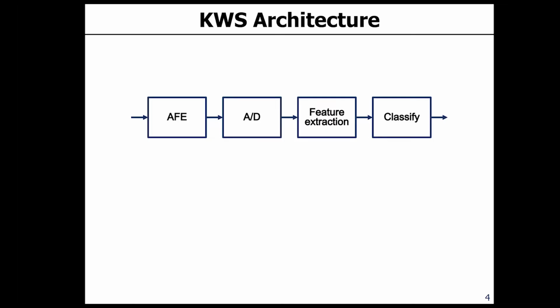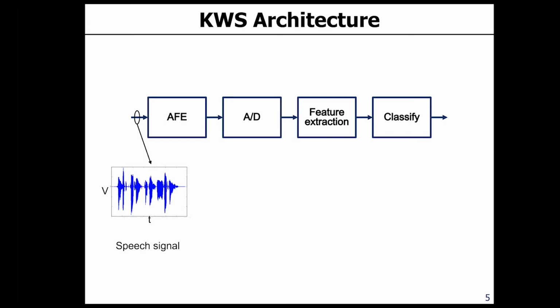So let me briefly introduce what the signal processing chain looks like for keyword spotting systems. It generally consists of 4 different components. The first component is the analog front end, and the second component is the analog to digital converter, followed by the feature extraction, and then finally the classifier, right? And finally the classifier produces the result that this is keyword or not keyword. So I will then introduce what the signals actually look like in all these components.